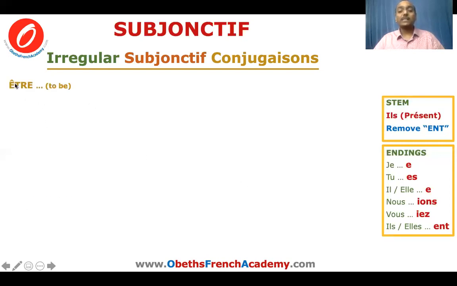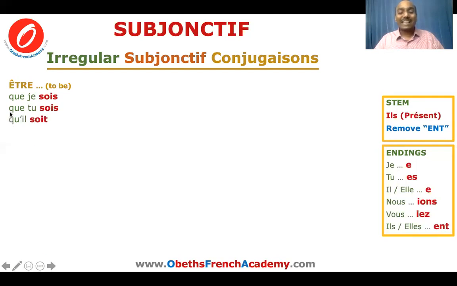For certain verbs, we need to learn the irregular subjunctive conjugation by heart. For example, the verb être, it is que je sois. See, this que is part of the first expression, that I might be. Que tu sois, that you might be. Can you see a special spelling? You can't go with the general rule. Go to the ILS of être and remove ENT. If you go to ILS of être present tense, what is it? It is SONT. You don't have an ENT to remove. That's the reason we have an irregular subjunctive conjugation for être.